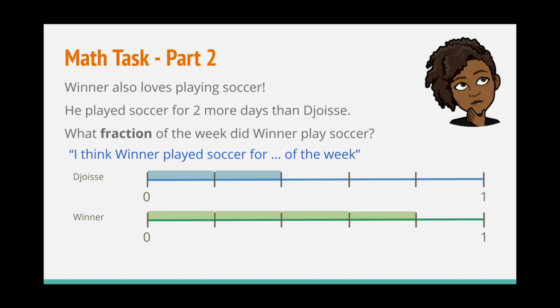Winner also loves playing soccer. He played soccer for 2 more days than Joyce. What fraction of the week did Winner play soccer? Turn and talk and say, I think Winner played soccer for what fraction of the week? Use Winner's number line to help you figure out the answer. So I'm going to tell you. Winner played soccer for 4/5 of the week. There are 4 green parts on the top of that number line, and there are 5 equal parts on his number line. So he played soccer for 4/5 of the week.